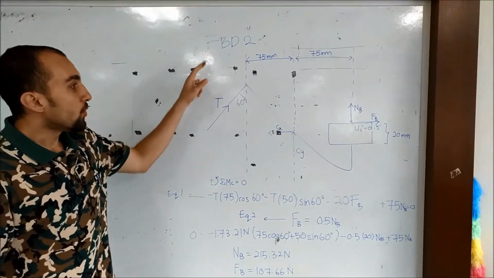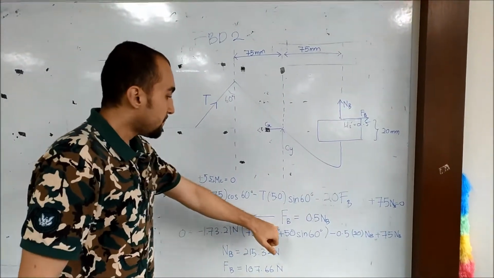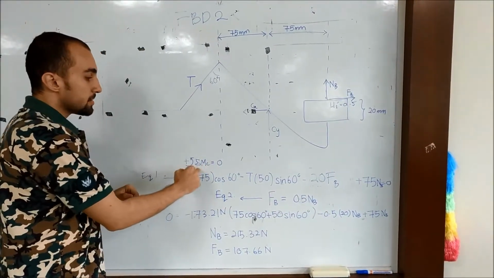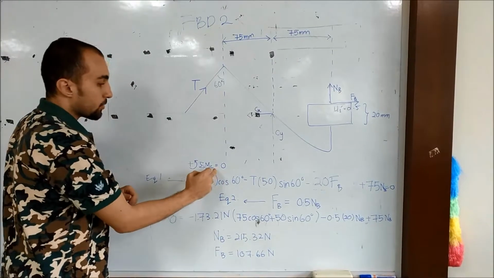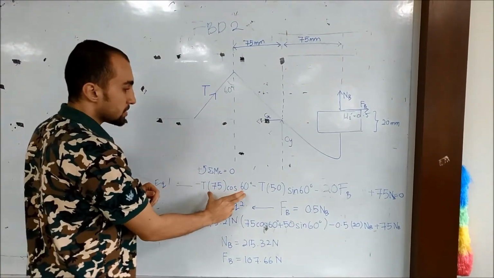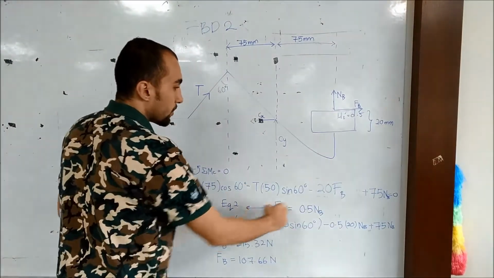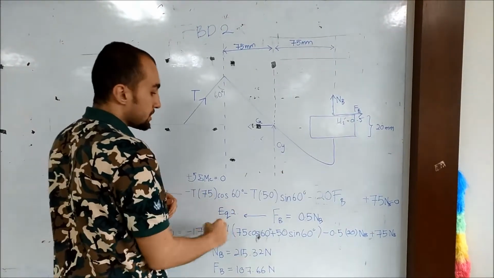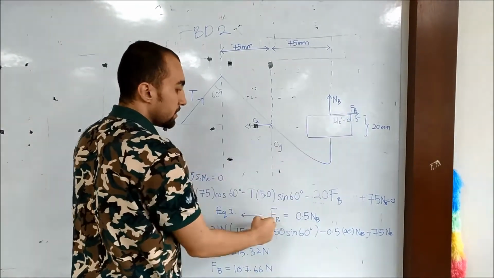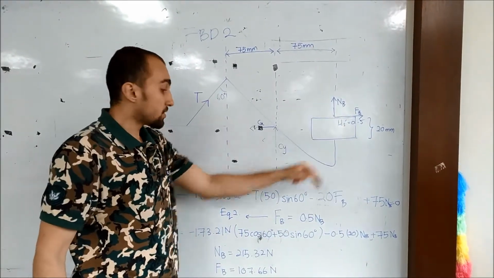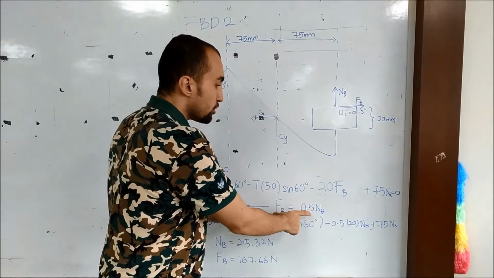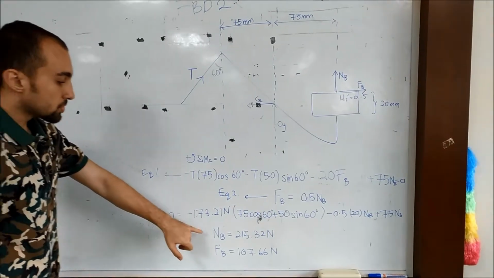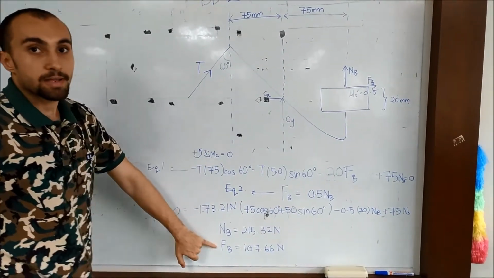For FBD 2, we are going to find the FB and the NB. How we're going to do it is when we find the moment at point C by equating it equal to 0. So we're going to use this and this. In this formula, we're going to equate all the forces in a way, and we'll make it equal to 0. And then we're going to use another equation, which we will say that FB is equal to 0.5, where 0.5 is the friction coefficient, times NB. When we substitute this relationship into the first equation, we are going to solve for NB and FB in this manner.